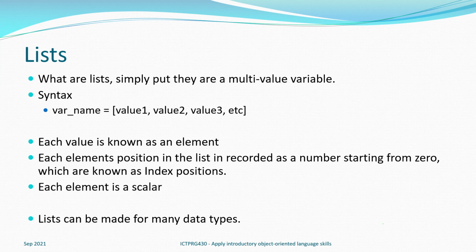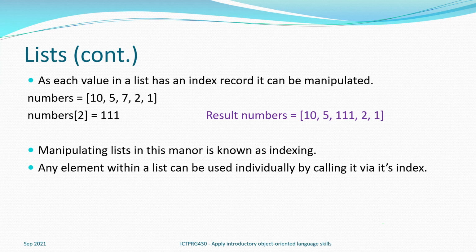So a list is simply a variable that has multiple values stored into it. So you've got the variable name equals square brackets, then value 1, value 2, value 3, each separated by a comma. Lists can be of any data type, so they can be numbers, boolean, true, false, strings, whatever you need to store. Numbers are easy.